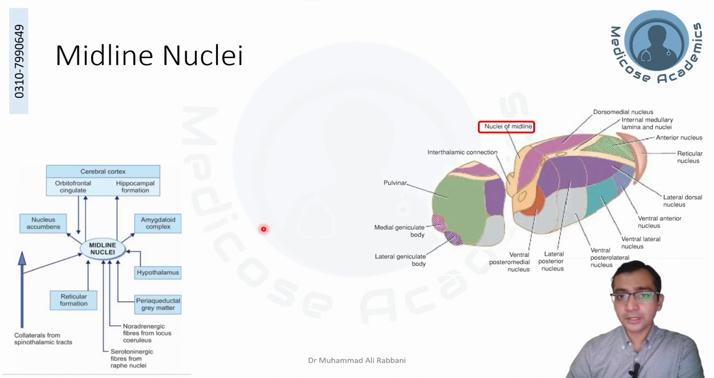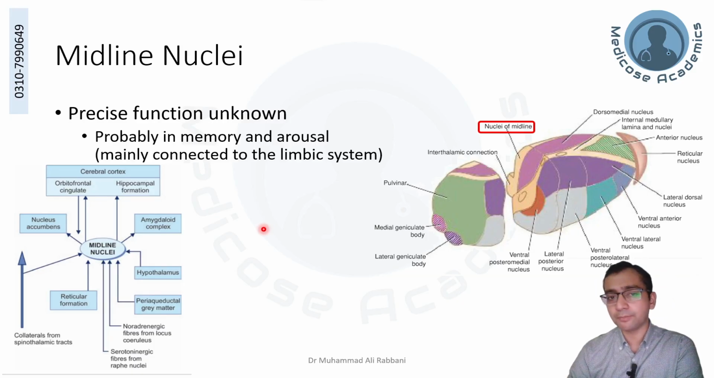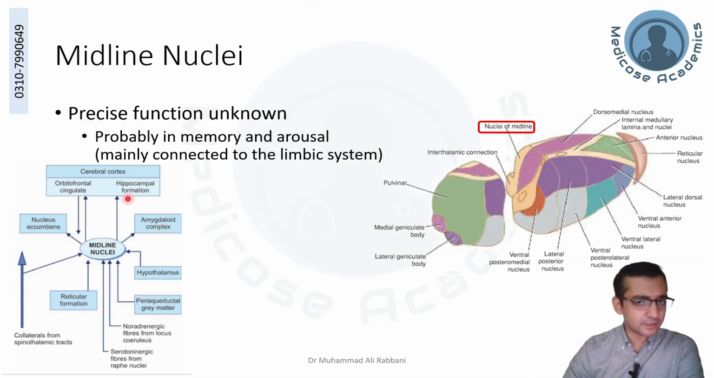The midline nuclei, precise function, maybe they are involved in memory and arousal, because they are connected to the limbic system. And again, I'm not going into the details of the connections. The connections are majorly in the cerebral cortex, to the hippocampus and cingulate gyrus, and the hypothalamus, amygdaloid, periaqueductal gray area, reticular formation, nucleus ambiguus, nucleus ceruleus, and there are others too.